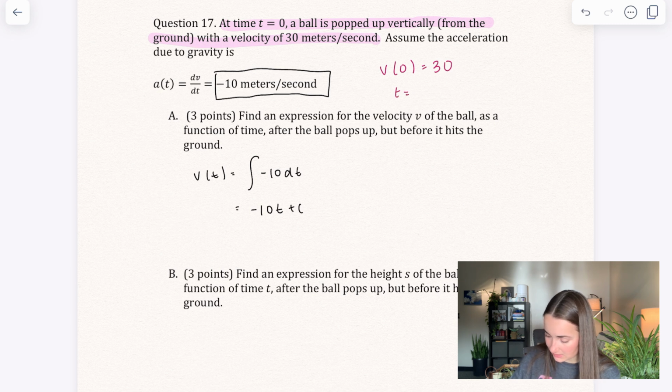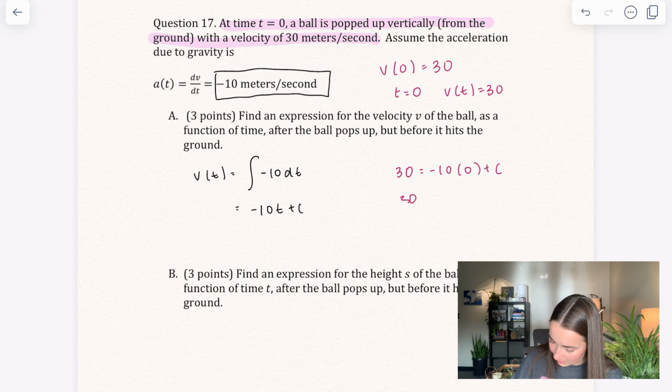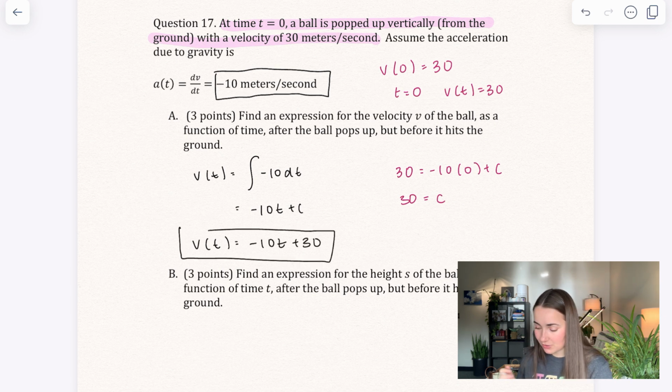So t is equal to 0, v of t is equal to 30. So here I get 30 is equal to -10 times 0 plus c, and here we get 30 is equal to c, and we can plug that in to get our official equation, which is that. So we found an expression for the velocity of the ball as a function of time, which was just a fancy way of finding the equation.